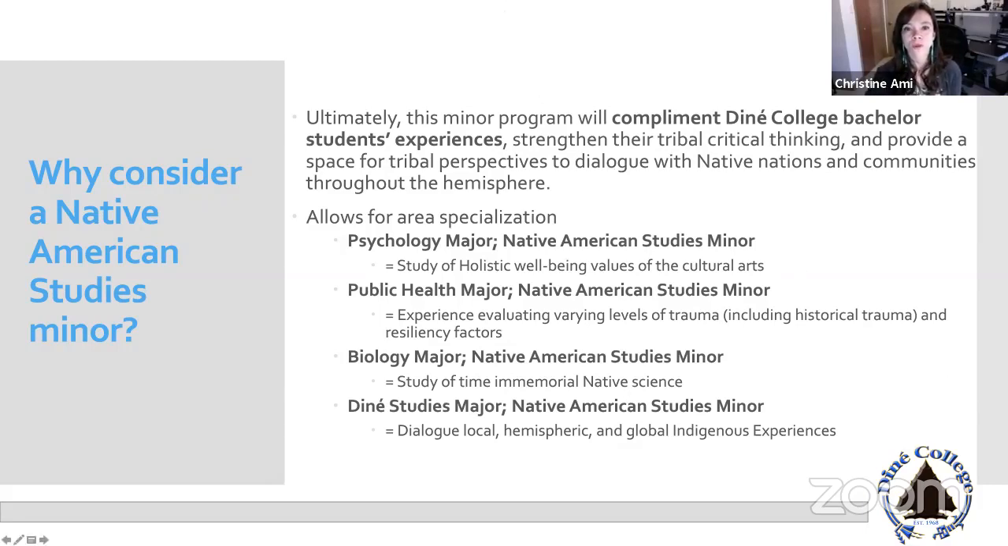And so when we are really focusing on that, these are just some of the possibilities that you could take a look at in terms of your minors. So if you're a psychology major and you decided to complete a minor in Native American Studies, you may want to broaden your arena of the study of holistic well-being values and of the cultural arts. You may want to dialogue them with other areas.